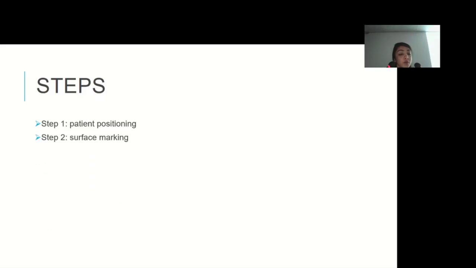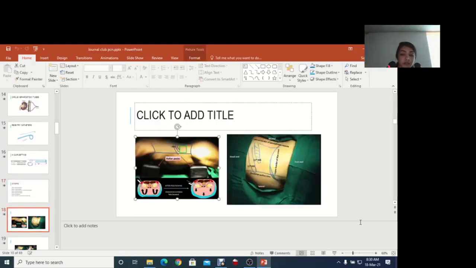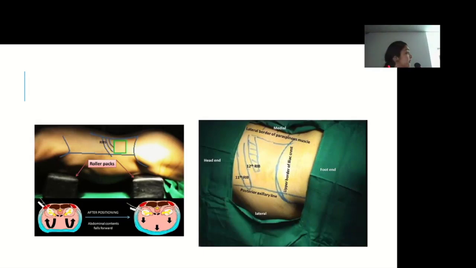Surface markings are very important if we're going for the PCN. So here is how we position the patient. We take 2 roll pegs, one at the chest and one at the pelvis side, just below the iliac crest. So what is the effect of this position?